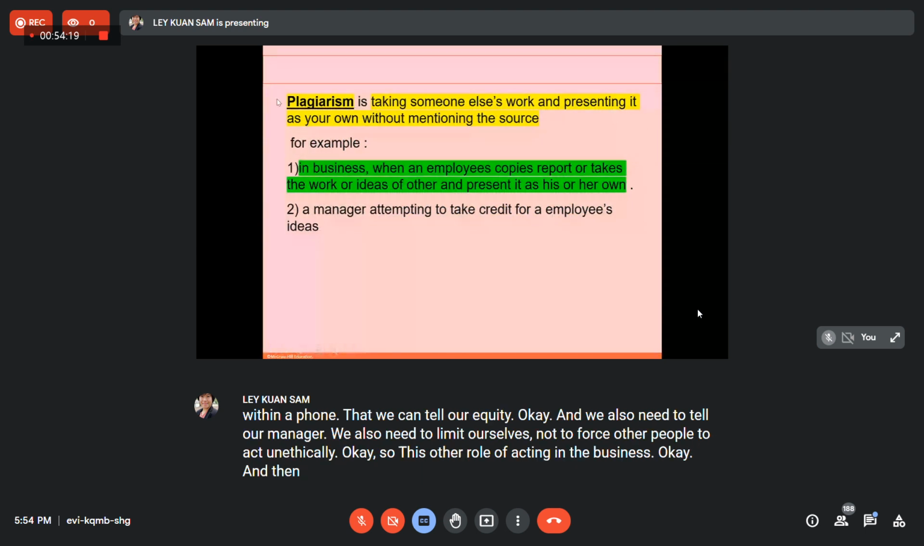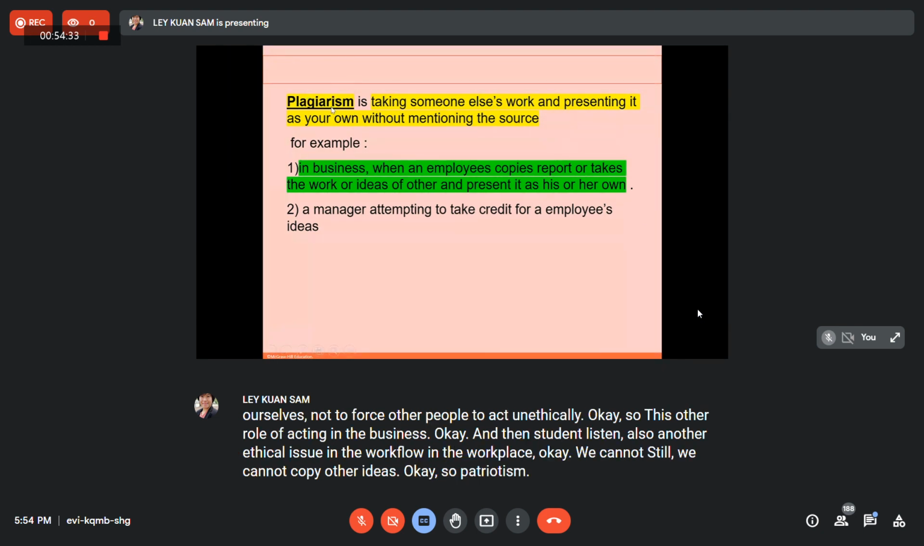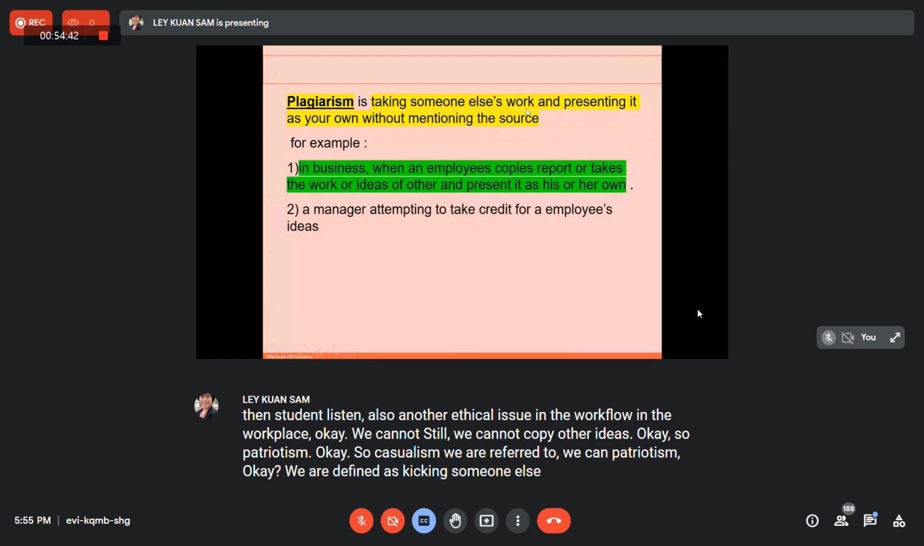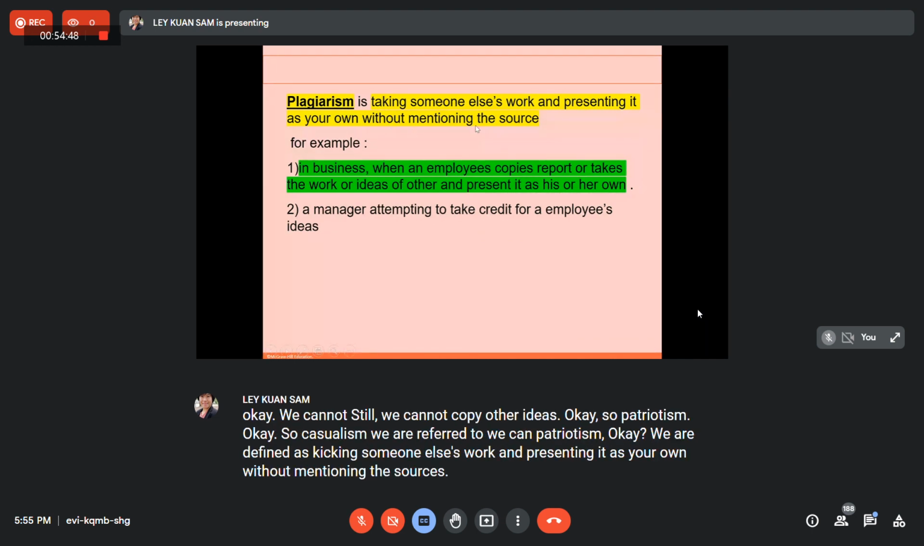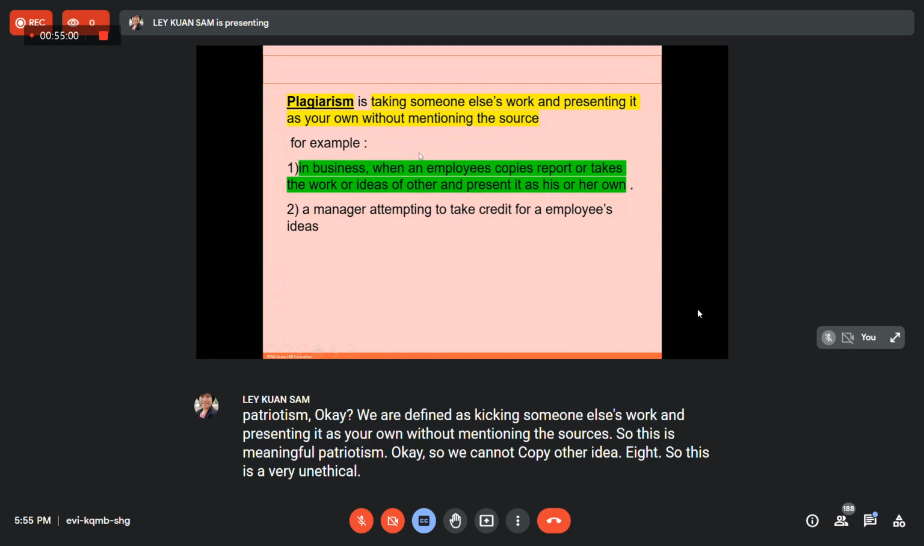Okay, and then students, this is another ethical issue in the workplace. We cannot steal, we cannot copy other people's ideas. So, plagiarism. We define plagiarism as taking someone else's work and presenting it as your own without mentioning the sources. So this is the meaning of plagiarism. We cannot copy other people's ideas. This is very unethical behavior.